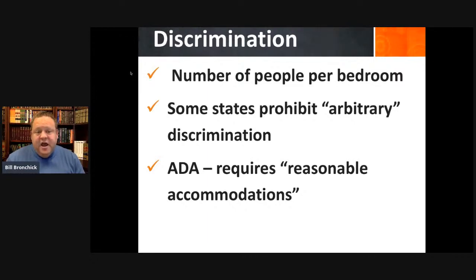You can say no. Now, apartment buildings have specific things they're required to have to be ADA compliant, whereas single-family homes do not. But you're only required to make reasonable accommodations, not unreasonable accommodations.